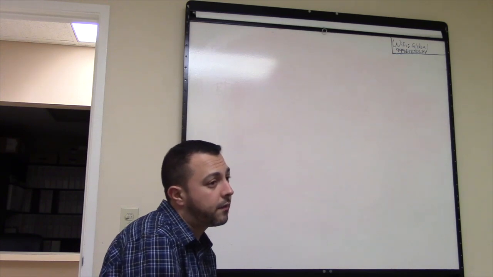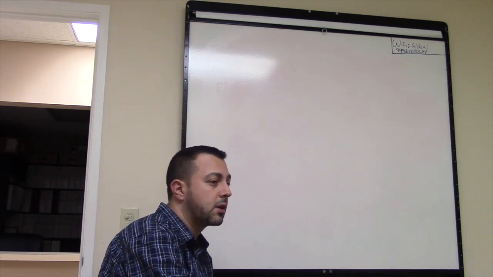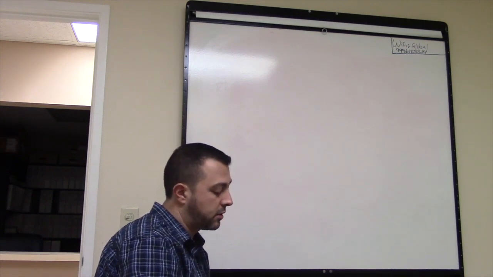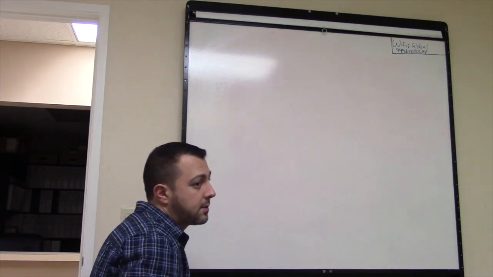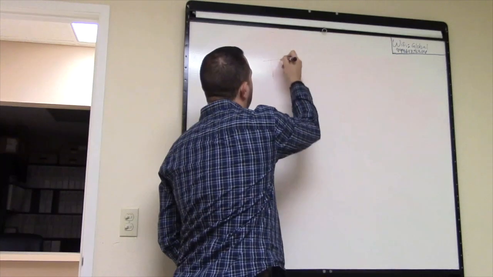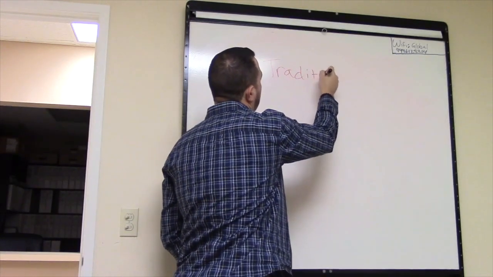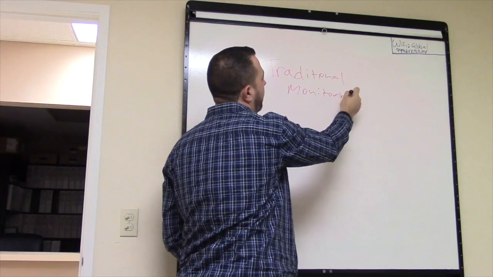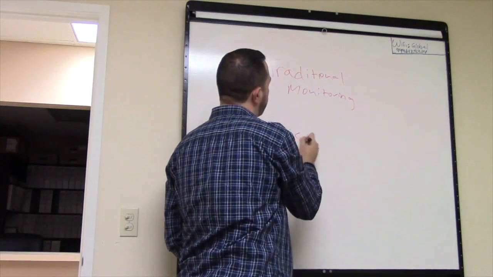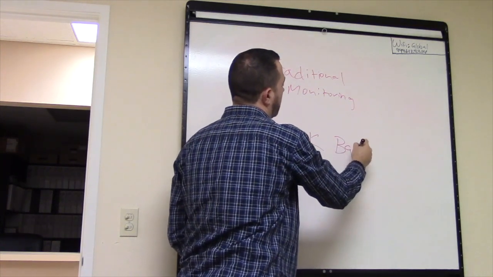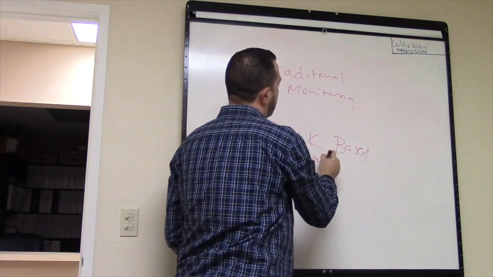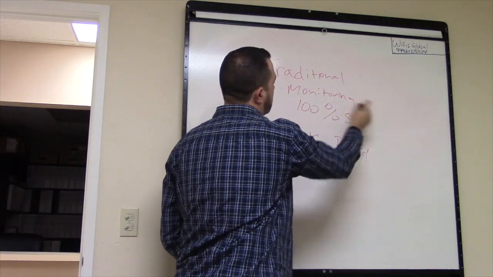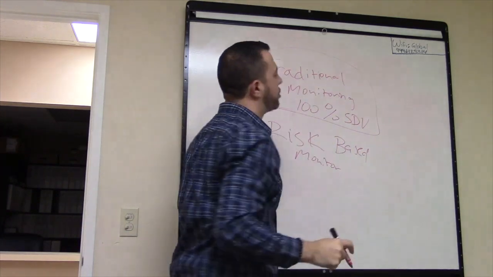Now, if it's traditional monitoring, that's 100% source data verification. You know what that means? It's what it sounds like. 100% SDV, okay? Traditional monitoring. This is the old-fashioned monitoring, but a lot of it's still being used. And then there's one that got a lot of attention, risk-based monitoring. So traditional is 100% SDV. The studies I'm on as a CRA are still using traditional monitoring.